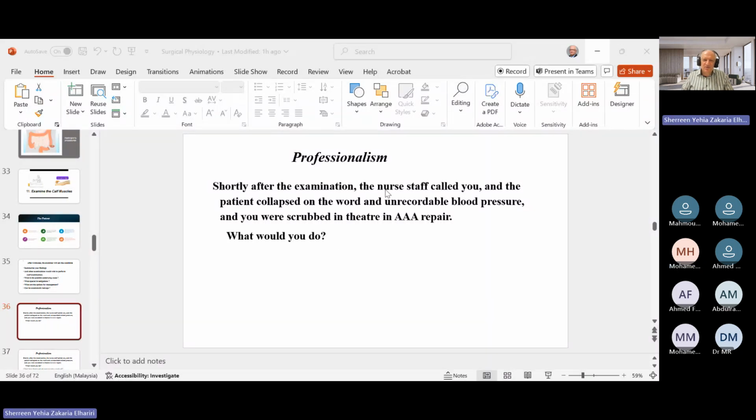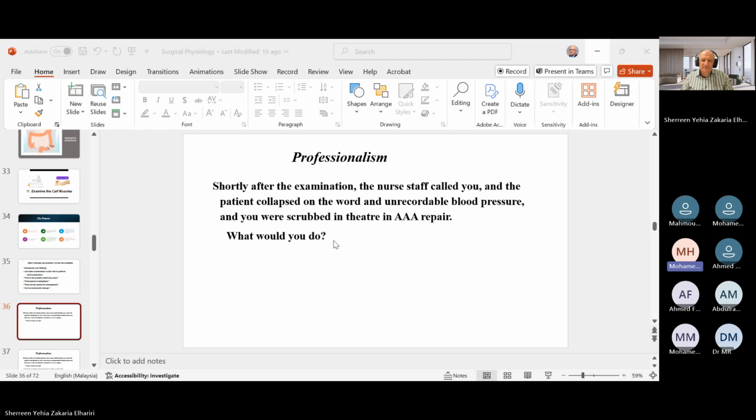You are the doctor responsible. You are in an abdominal aortic aneurysm repair, which is not an easy operation. It is not an appendix, and can you leave your consultant? So from the management point of view, not management of the patient, but from the administration point of view, what shall you do?